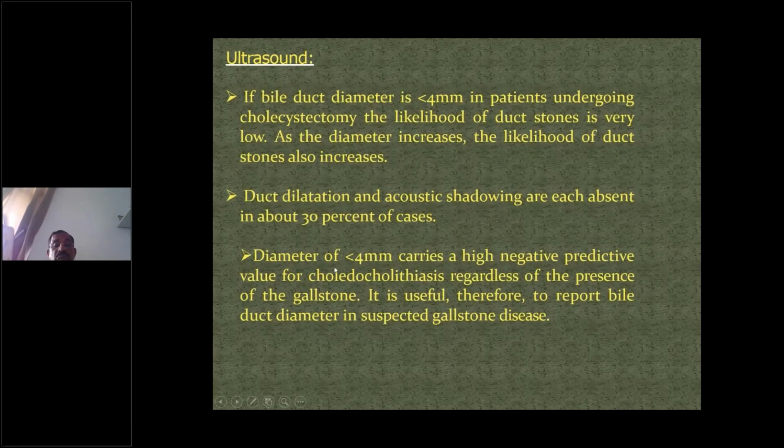So a diameter of less than 4 mm carries a very high negative predictive value for cholangitis, regardless of the presence of gallstones. So in all patients with suspected gallstone disease, it's very important to report the bile duct diameter.